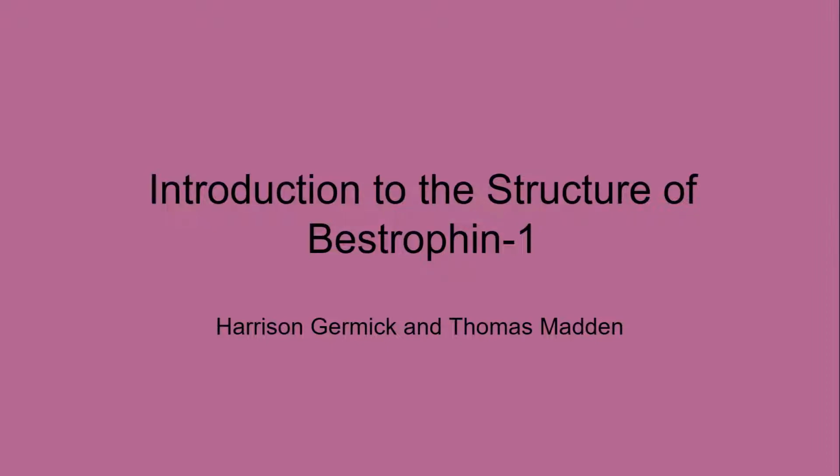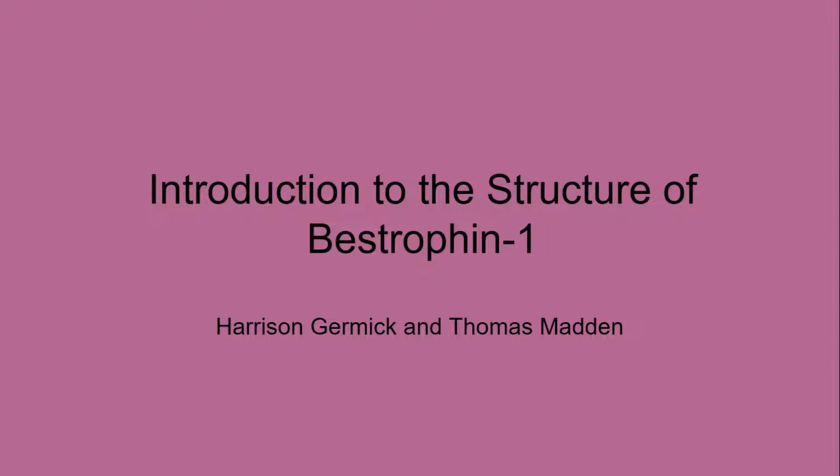Bestrophin is a chloride channel that is activated by calcium. In the absence of calcium, bestrophin is closed and does not allow the permeation of chloride ions. But when calcium concentration in the cytoplasm of the cell increases, calcium binds to bestrophin, changing the shape of bestrophin so that it can now conduct chloride ions.